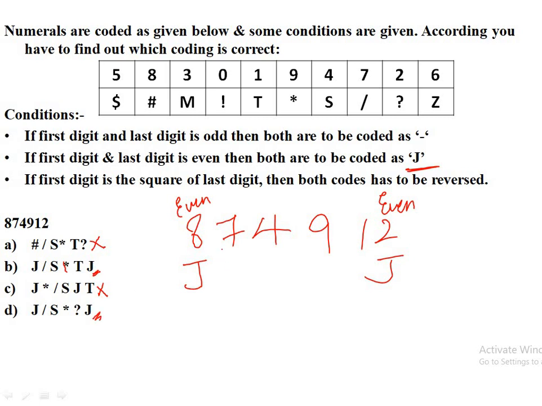Still, I have no idea. Let's check. Now, what does 7 mean? 7 means slash. I have taken this. 4 means yes. 9 means star. 1 means T. So which is satisfying this? As you can see, both are the same. What is the difference? Let's check. Here in the place of T, we have question mark. Even this cannot be taken. So my answer for this particular question is option B.